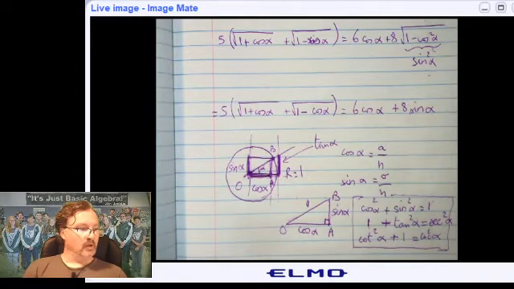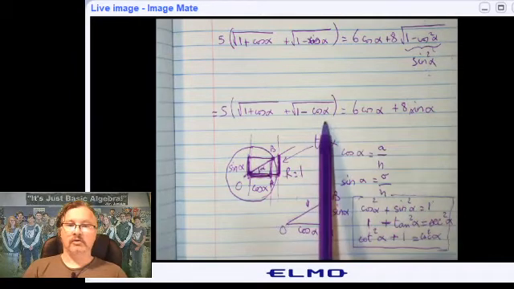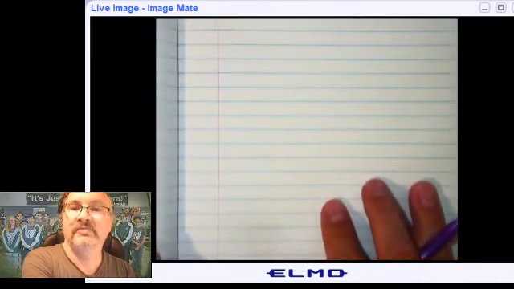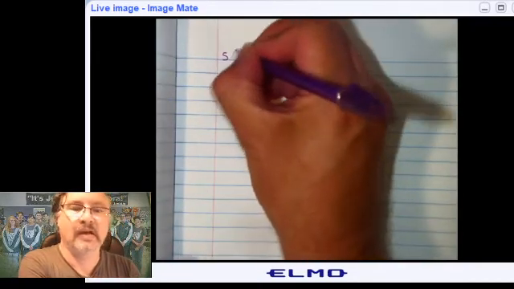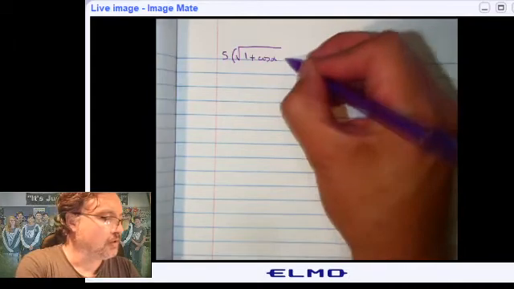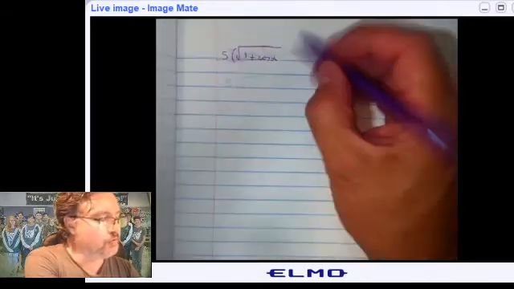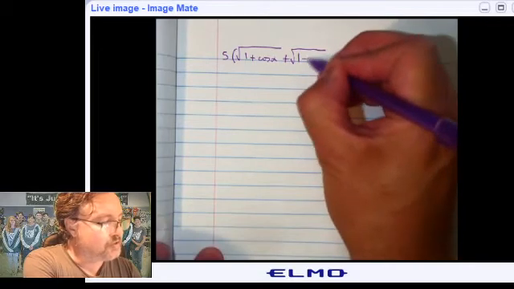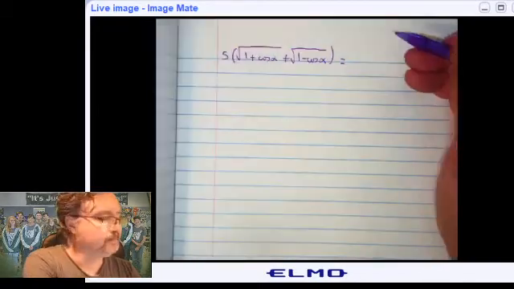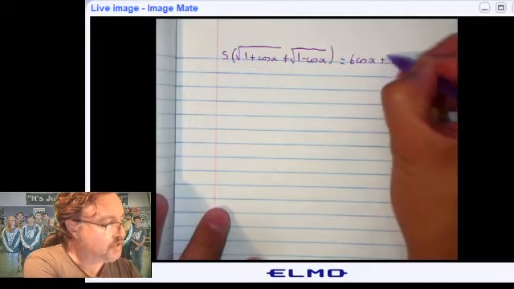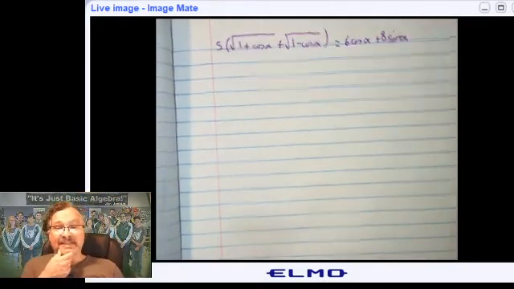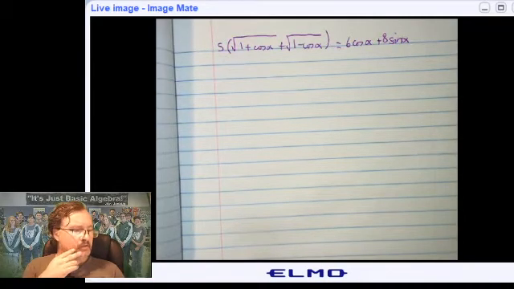Okay? Let's go back to this equation right here. So we have 5 times the square root of 1 plus cosine alpha plus the square root of 1 minus cosine alpha equals 6 cosine alpha plus 8 sine alpha. So this is still not easy looking.